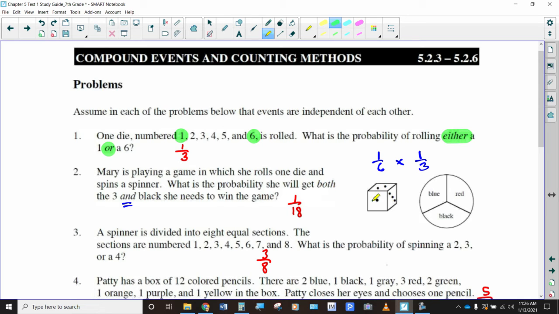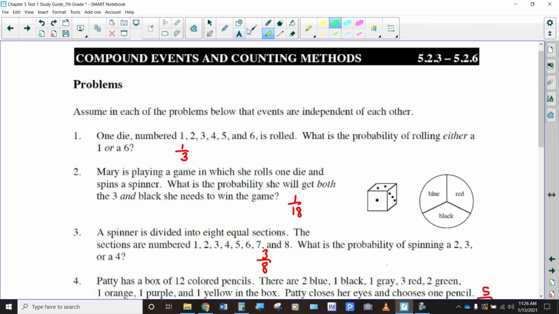But the idea here is a little bit more challenging. If you have to get both a 3 and a black, that makes it harder to get what you want to win. So while it's 1/6 probability just to get the 3, you could get a 3 and then roll a blue, and then that's a losing proposition. So the multiplication makes it more challenging, and that's why that's the correct move here.